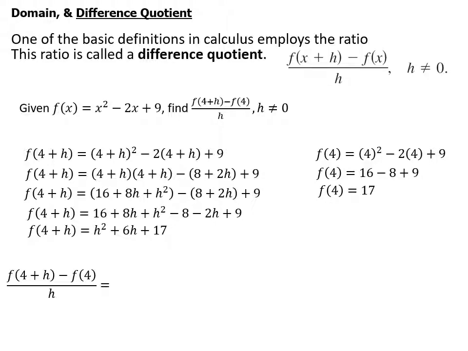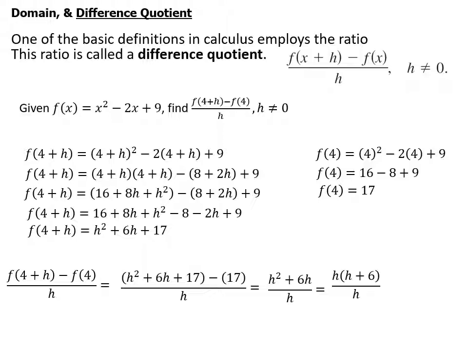Now plug it into the difference quotient. So we put h squared plus 6h plus 17 for f of 4 plus h. We plug in 17 for f of 4. Simplify, the 17s cancel. And then we can simplify again. On top, we can factor out an h. And then the h on top cancels with the h on the bottom, so it simplifies to h plus 6 with h not being equal to 0. That's the quick and easy for the first part of Chapter 1.